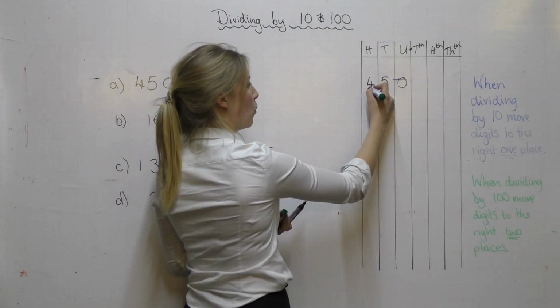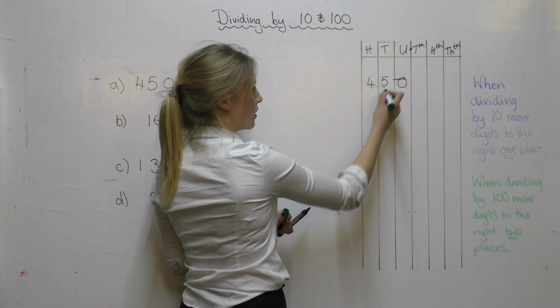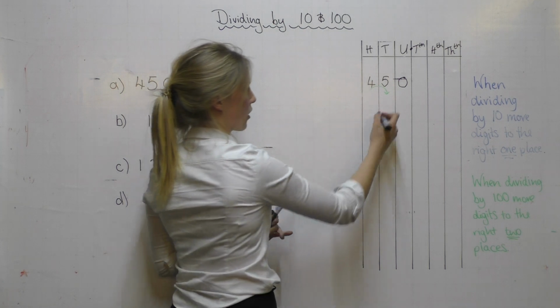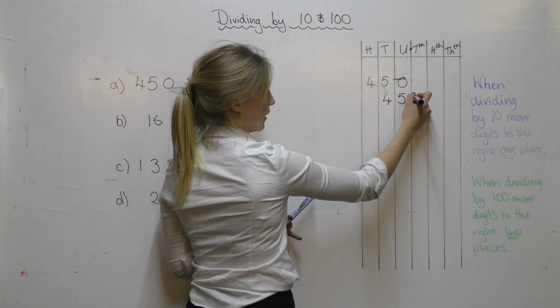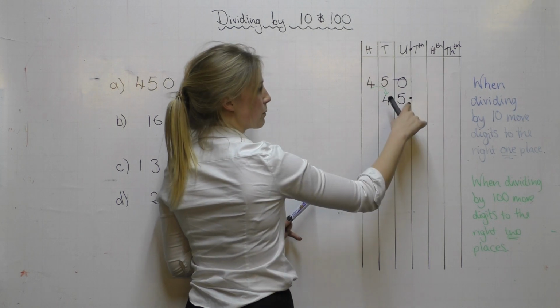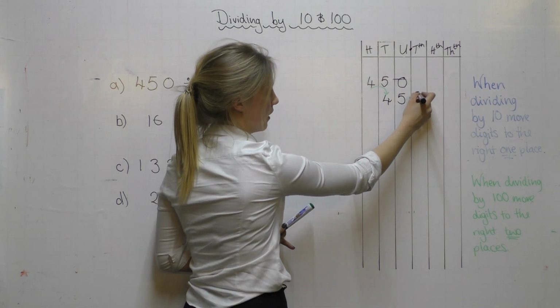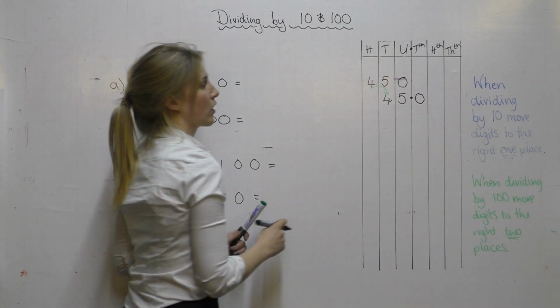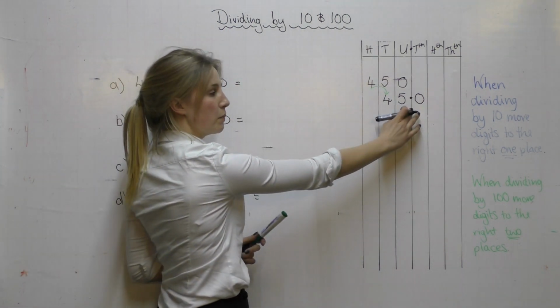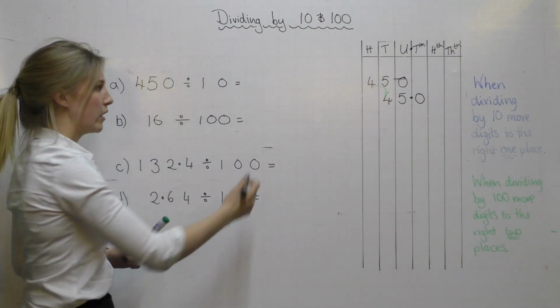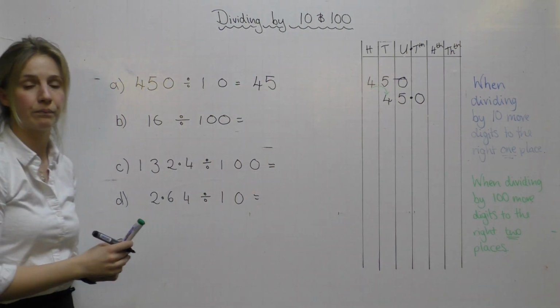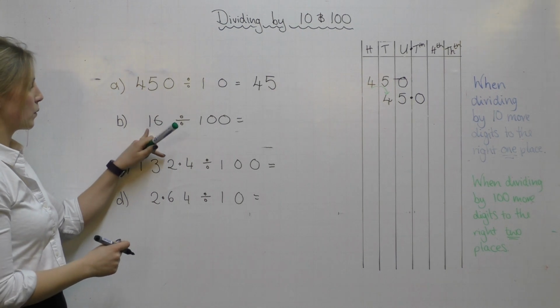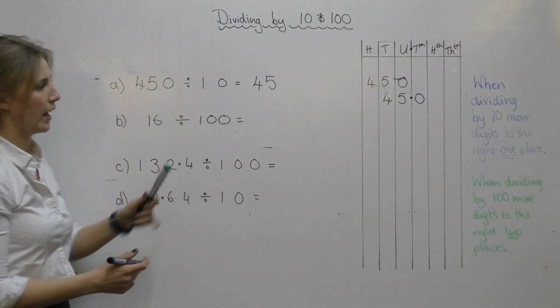I'm going to move that one place to the right, so it moves into our tens column, being 4 in our tens, 5 in our units, and our decimal point never moves, and 0 in our tenths column. Now you can choose to put 45.0 or you can choose to just write your answer as 45, as that means the same. In our next one, we've got 16 divided by 100.